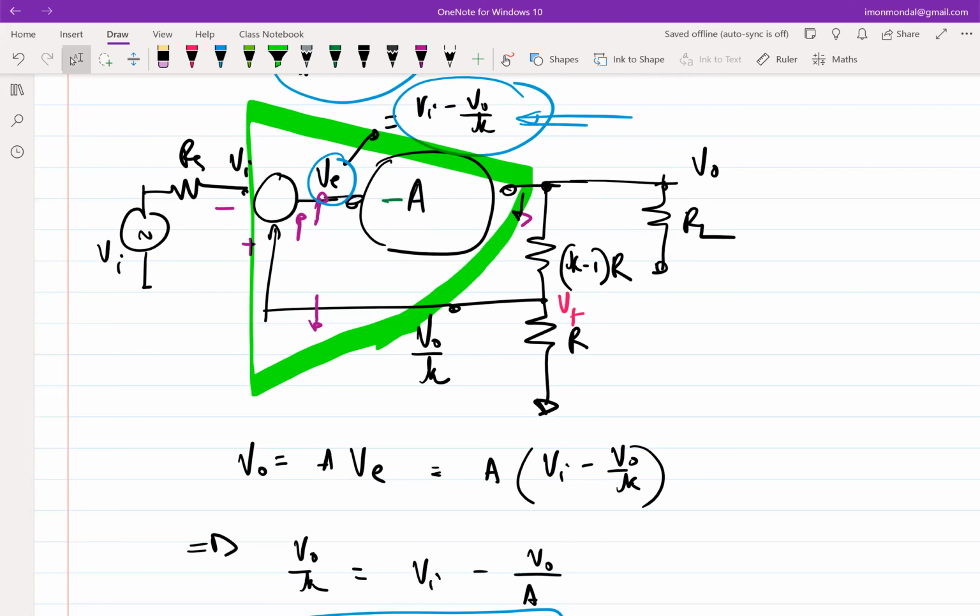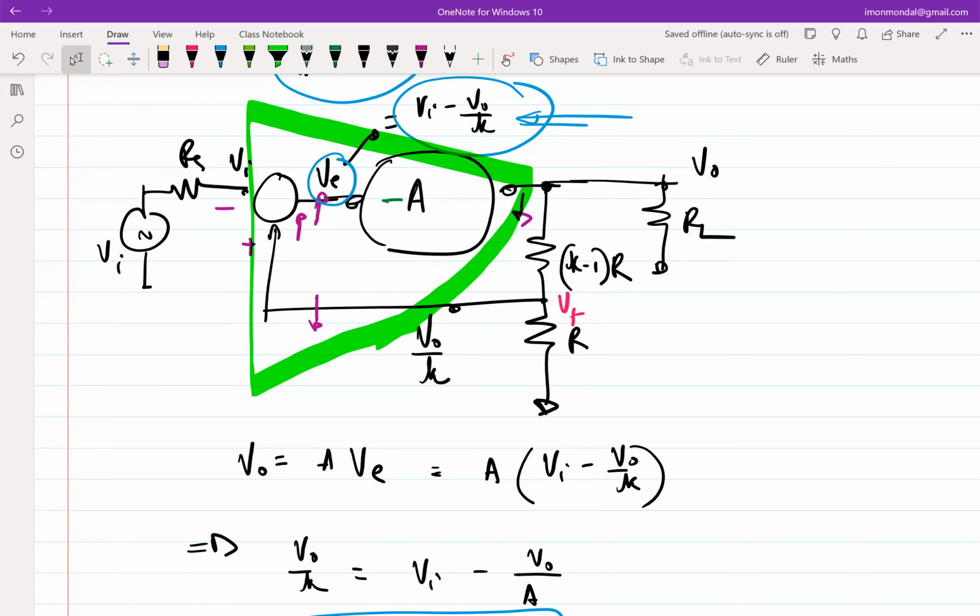So in a loop, in principle, you can do the analysis anywhere, but let's say the loop is not working properly. The first thing that you have to go and check is whether VE is sufficiently low. It will never be 0 because you're never going to get infinite gain, but VE should be sufficiently close to 0. And if it is not, what will it imply? It means that the gain of the loop is not high.